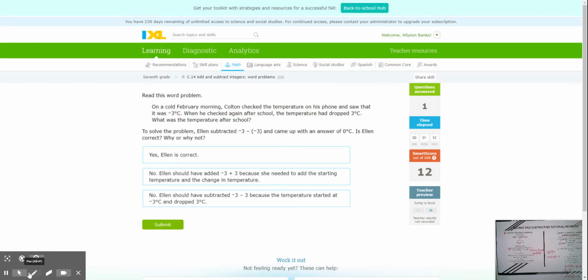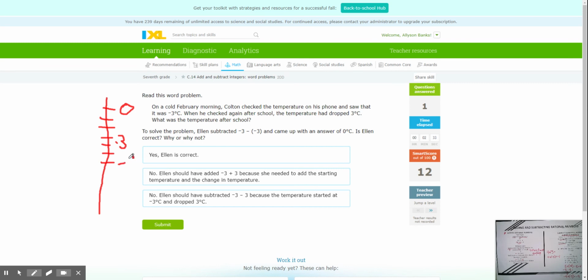Okay, so let's think about this. I'm going to just draw a thermometer out here. Okay, it's a very, very twisty thermometer. But if we're at -3, right here is -3, and 0 is up here, correct? So if it says that it was at -3 and he checked after school, the temperature dropped 3. So we know from previous lessons, dropping is going down. So 1, 2, 3. So since this is 0, -1, -2, -3, then this would be -4, -5, -6.